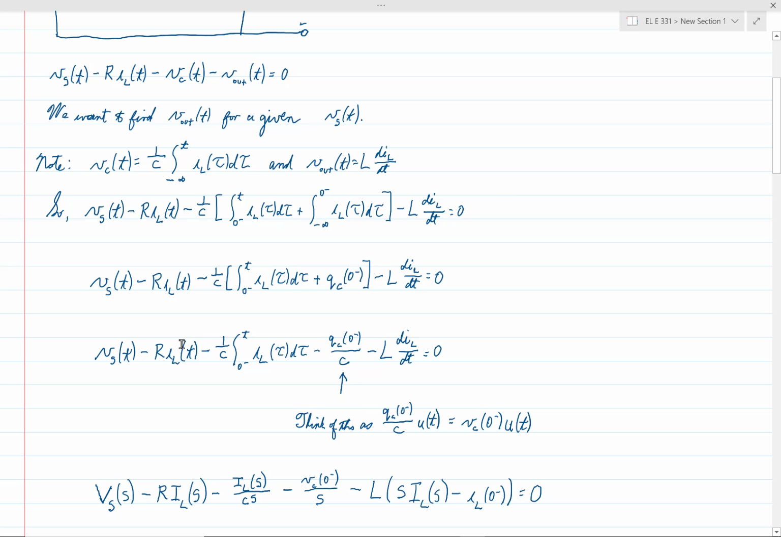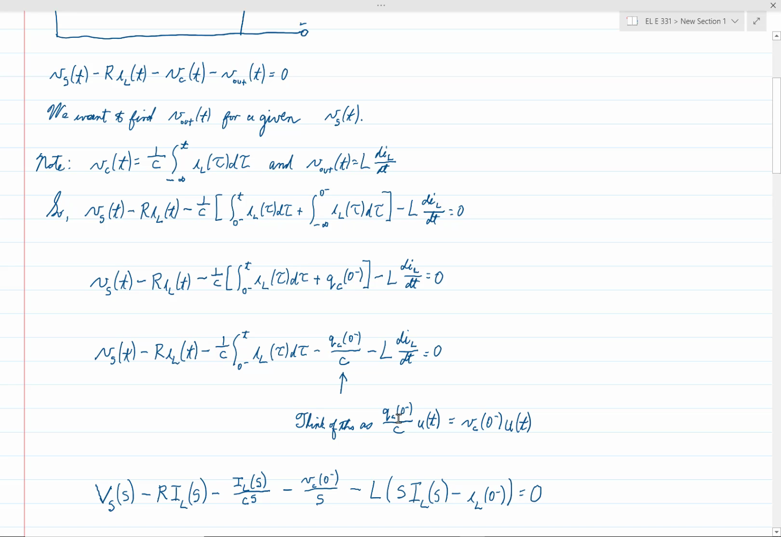Now, we're about to take the Laplace transform of this, and if you look in your table, you don't have any entry for taking the Laplace transform of a constant. This is a constant here. But remember that it really represents what's going on. It's only constant from 0 minus to infinity. QC is changing. QC of 0 minus is not even really defined if t is before 0 minus. So the point I'm making is that you should think of this as being QC of 0 minus over c times u of t.